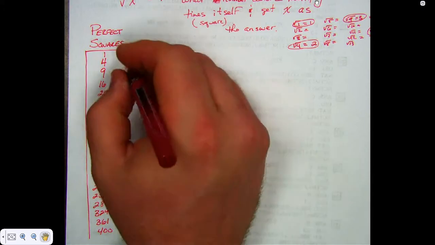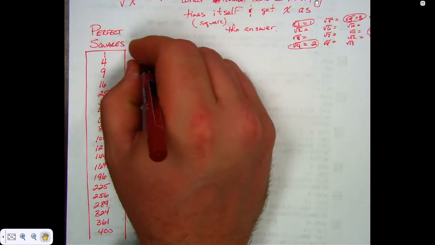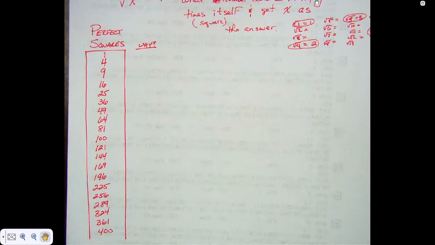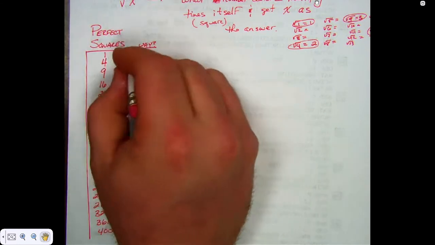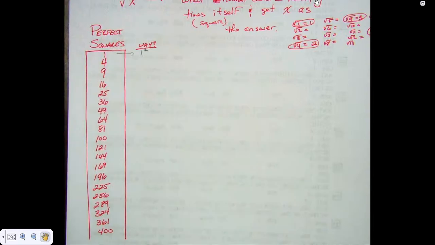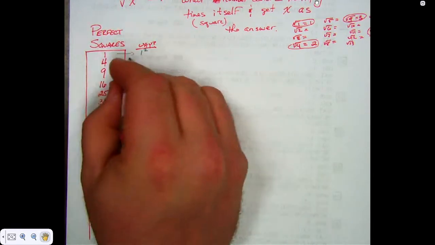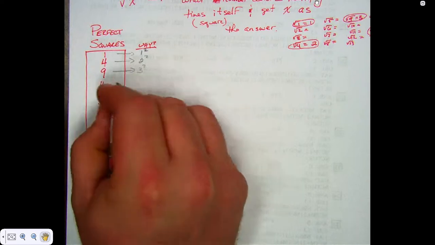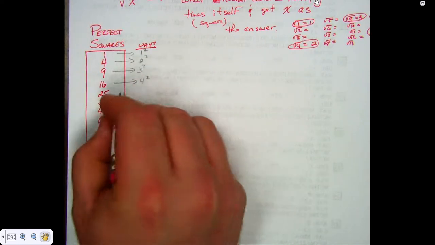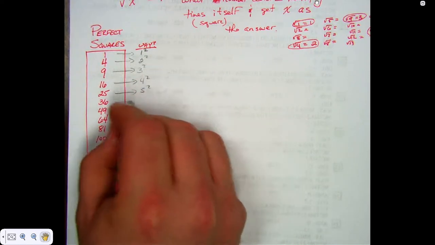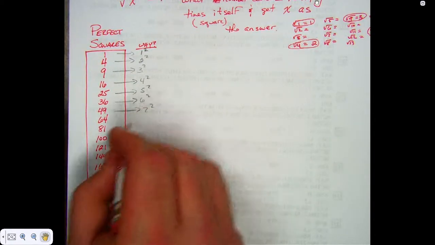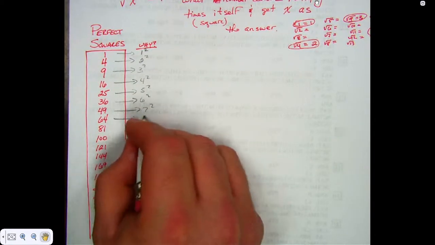Does anybody know why these are perfect squares? The reason is because this is 1 squared. What is this one? 2 squared. What's this one? 3 squared. What's this one? This one? Just keep going, don't we? So you guys finish this, help me finish this out. Draw your little arrows.